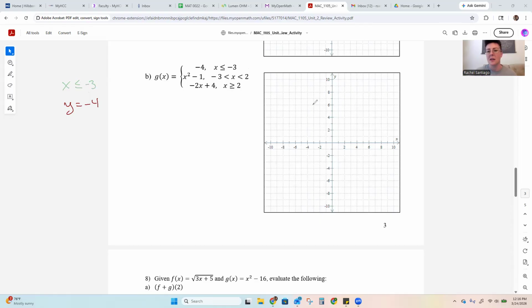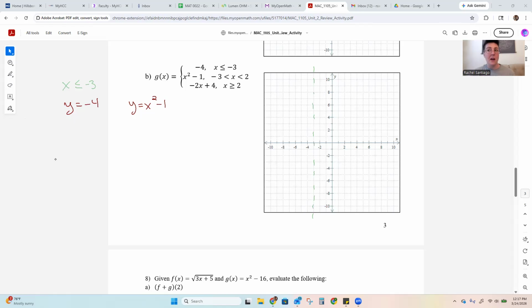So x is less than or equal to -3, which means I'm actually just going to go ahead and draw this dotted line. Technically, you could do the dotted line on your papers if you're doing this in class or on a test. You don't need the dotted line, but I like to kind of see it for visual purposes. My second equation is going to be y is equal to x squared minus 1.